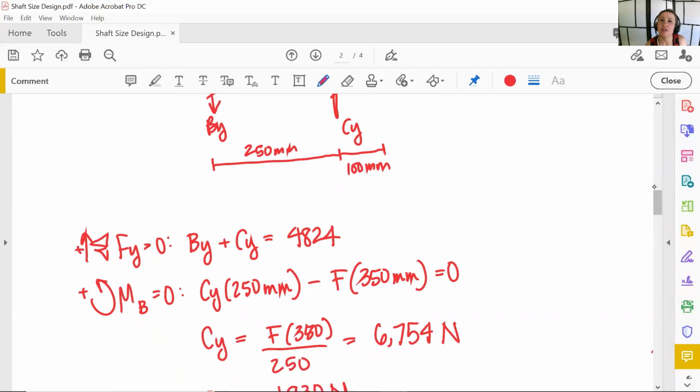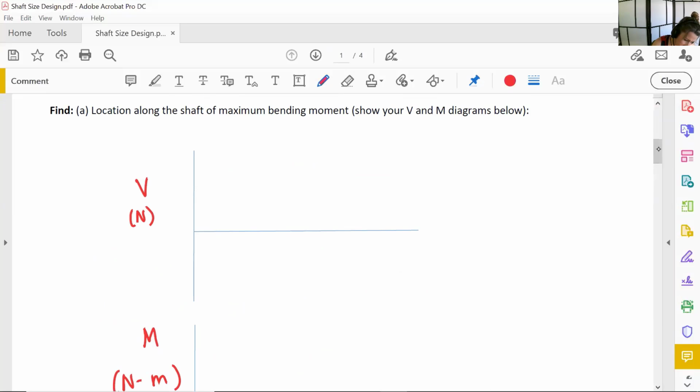Now we're ready to draw the shear and bending moment diagrams. So we'll label points A, B, C, and D. There's no shear occurring from the end of the shaft to bearing B. Then we have By, drop down, come across. Cy is acting in the opposite direction of By, so we jump up and over, and then F will bring us back down. So label 4824, negative 1930.